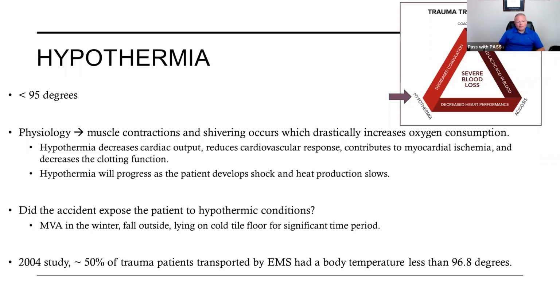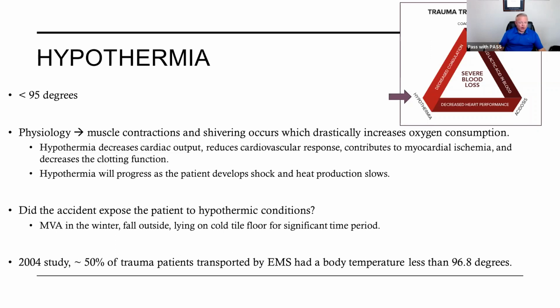So what ends up happening here is the patient initially has the ability to shiver until that temperature drops below 96 degrees. When they are shivering, we know that it causes an increase in oxygen consumption, which makes sense. Your muscles are using more oxygen. The shivering is trying to generate heat. That is why we shiver. When that happens, though, we end up having a reduction in cardiac output, which leads to myocardial ischemia.